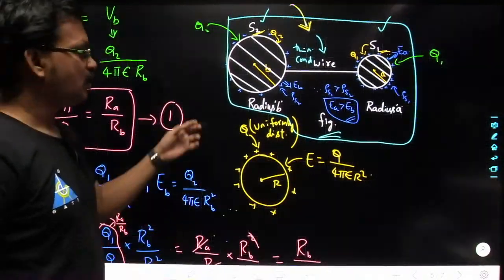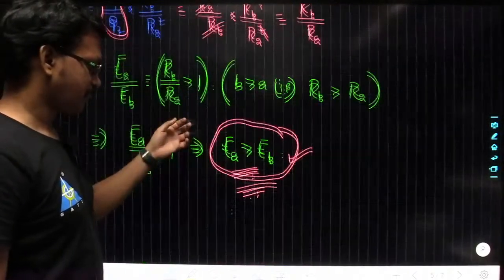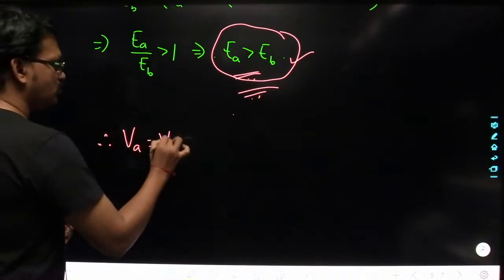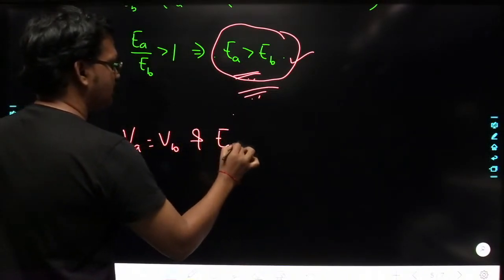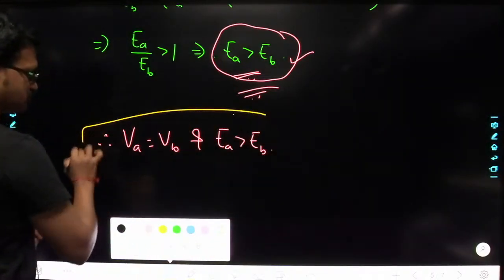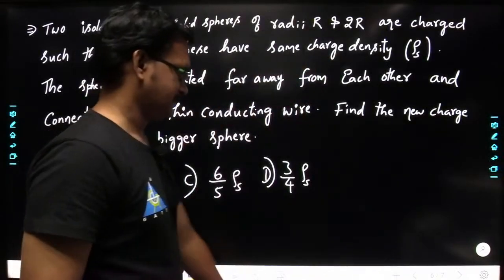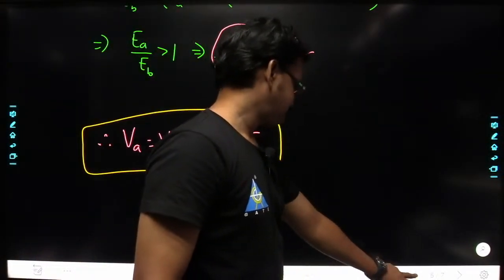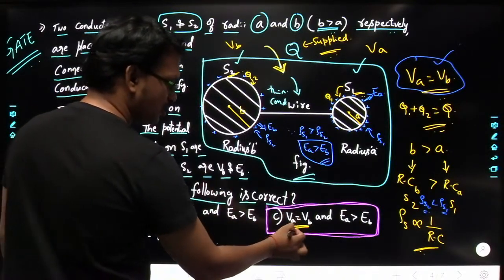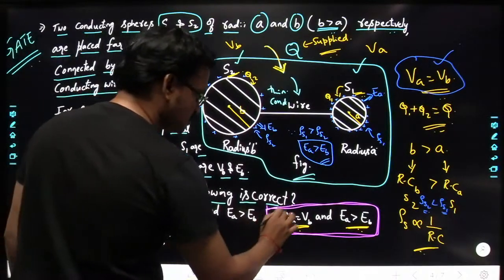So I hope this problem is crystal clear here. So therefore VA equal to VB and EA is greater than EB. So this is the answer for this question. So which one here? Our guess is correct or not? Yes or no? VA equal to VB and EA is greater than what? EA is greater than EB. So option C is correct for this question.